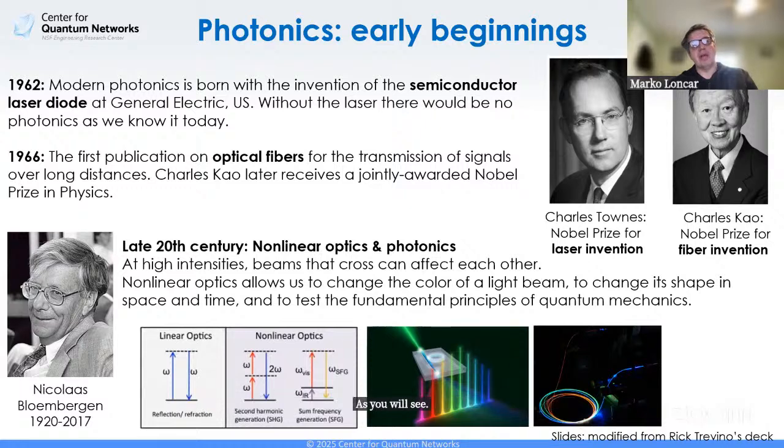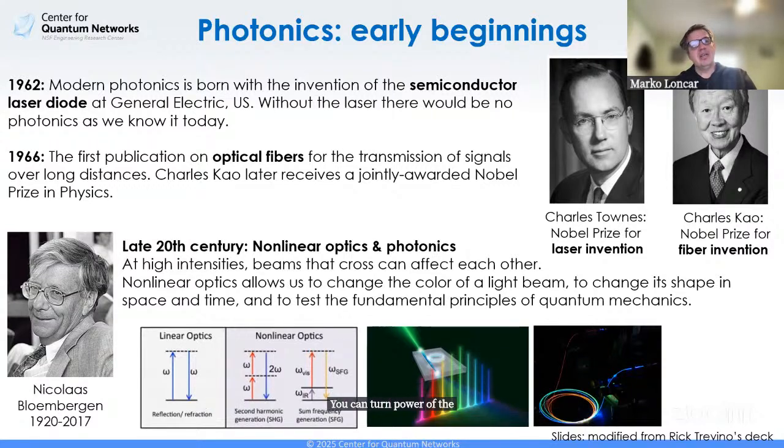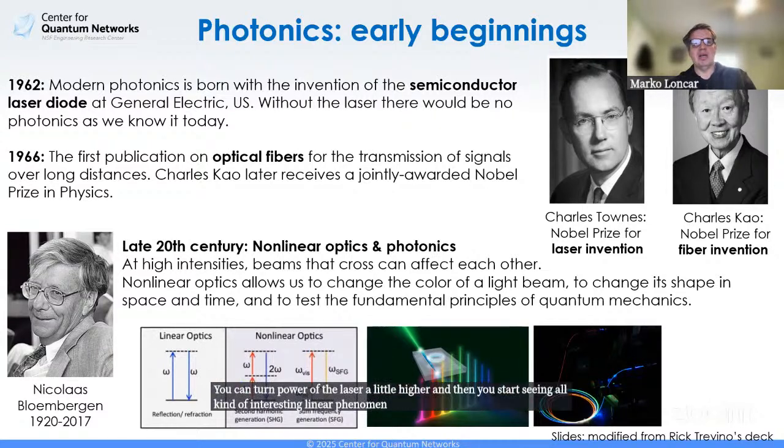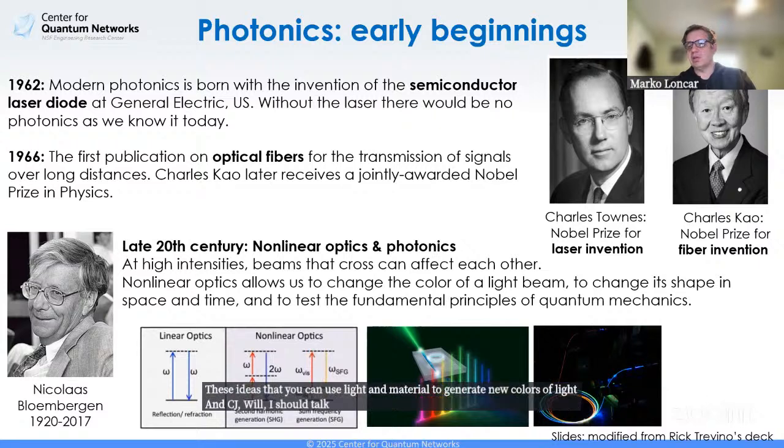Then once you have lasers and waveguides for light, like optical fibers, you can turn the power of the laser a little higher, and then you start seeing all kinds of interesting nonlinear phenomena, and that's basically what Nico Bloomberg at Harvard has pioneered, amongst many others. This is the idea that you can use light and material to generate new colors of light. And CJ will actually talk a little bit about this in the context of photon pair sources and a few other things. Next slide, please, CJ.